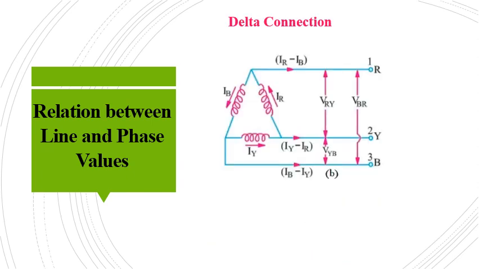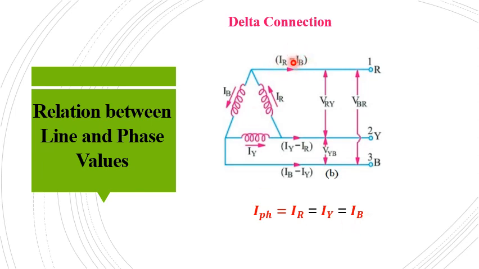Now let's see the relationship between the line and phase values in a delta connected system. In the delta connected system shown in the figure, we know the line current, that is the current through each transmission line, and the phase current, that is the current through each phase, here denoted as IR, IY and IB. So the phase current I phase can be written as I, that is equal to IR, which is equal to IY, which is equal to IB. The magnitude will be the same.